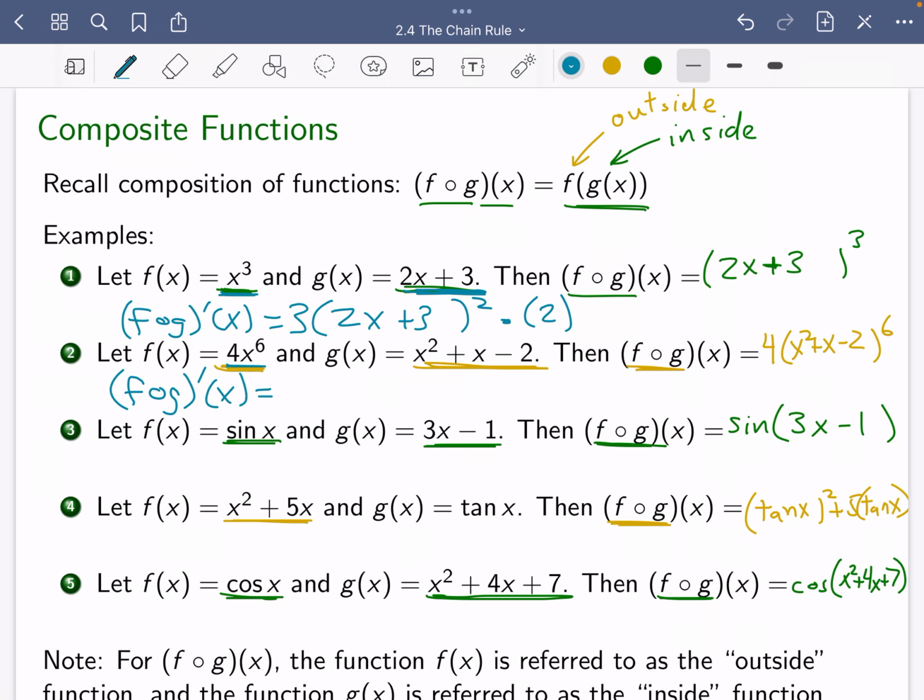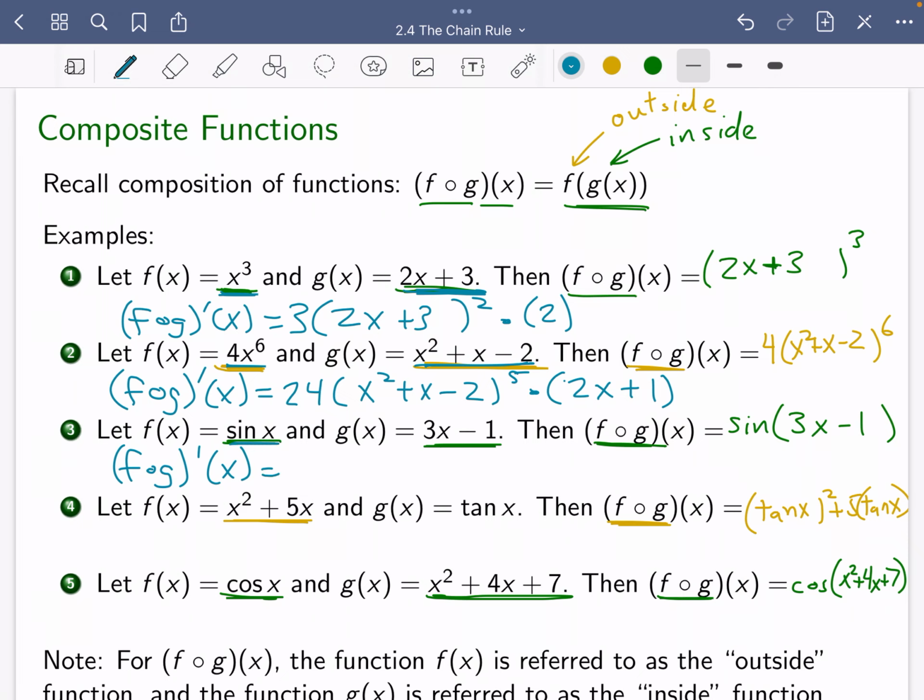And so let's look at our second example. Here our outside function is 4x to the 6th. When we take our derivative, we will have 24x to the 5th. But the inside is going to be x squared plus 2x minus 2. And then we need to multiply that by the derivative of the inside. So what is the derivative of x squared plus x minus 2? Well, that is 2x plus 1. Excellent. All right, let's keep rolling.